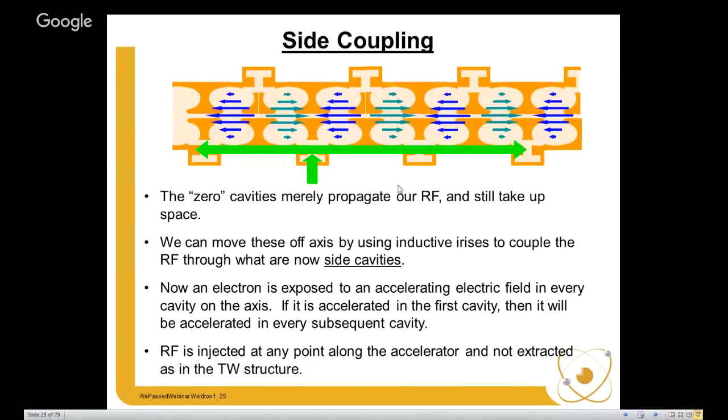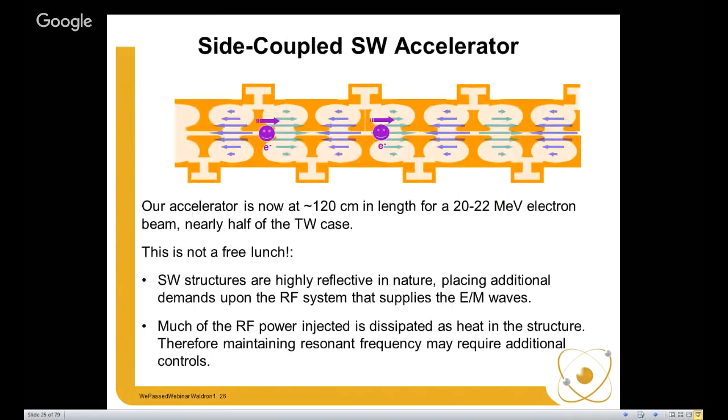One point about standing wave accelerators, and that is that the RF is never extracted. It's largely converted to heat, and this creates some issues down the road. But on the other hand, our accelerators are now between 100 and 120 centimeters in length to get a 20 to 22 MeV electron beam. But this is not a free lunch.